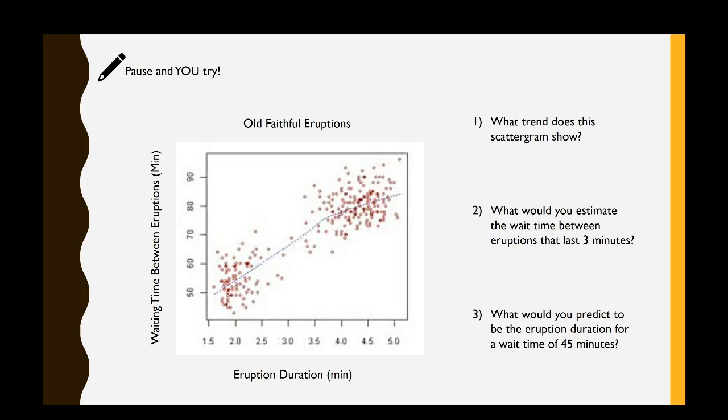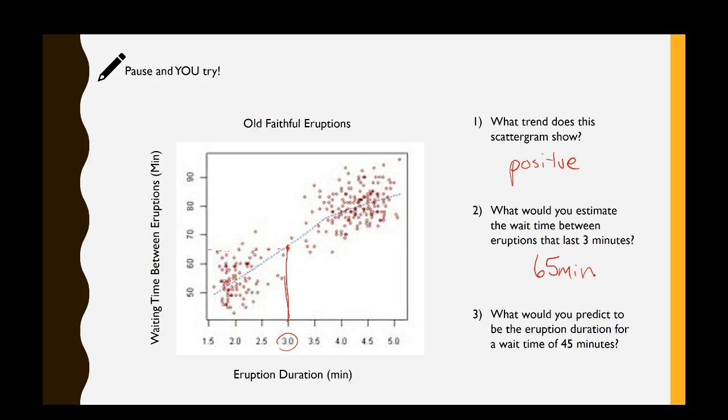Okay, so what trend does this scatter diagram show? That would be a positive trend. So as the eruption duration increases, as it gets longer in time, the longer wait time you have. What would you estimate the wait time between eruptions? That lasts 3 minutes. So find your 3 minutes. Go on up. We would be about here. So you could have said anything around 65. So anywhere around 65. Okay, and that would be minutes because that's our scale.